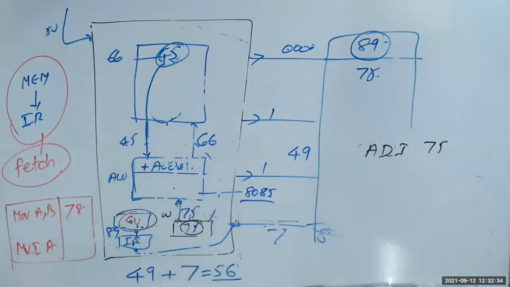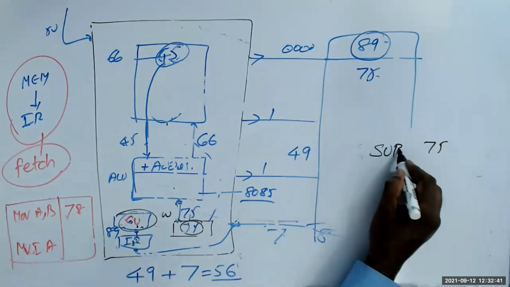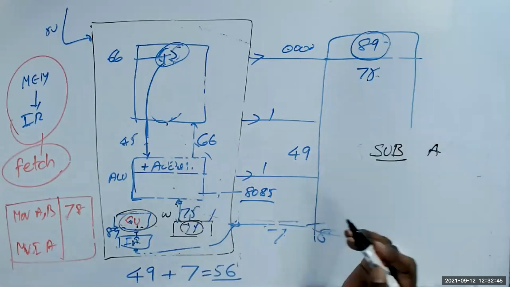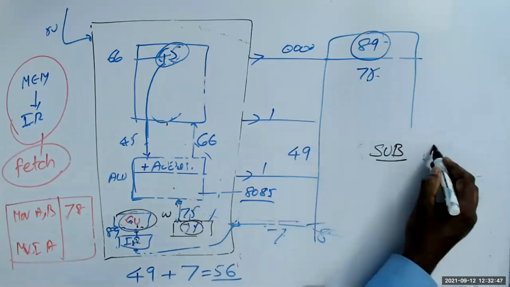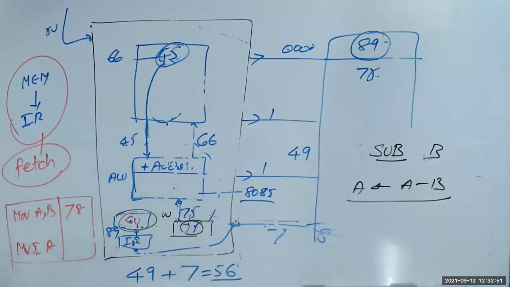Like add, I have a subtractor. If we say subtract B, I say A is equal to A minus B. These are all very, very simple ones.